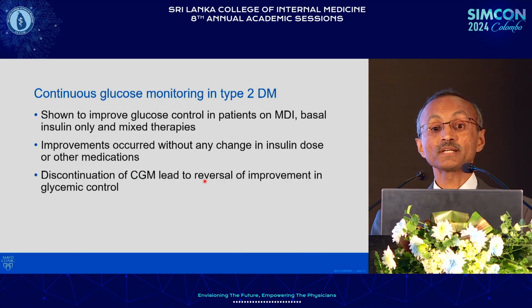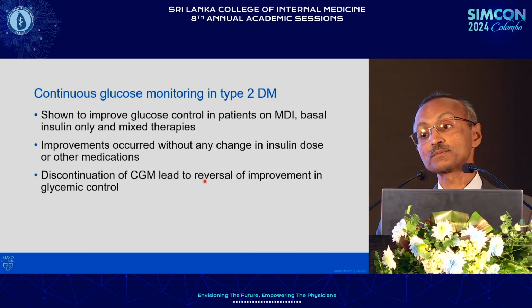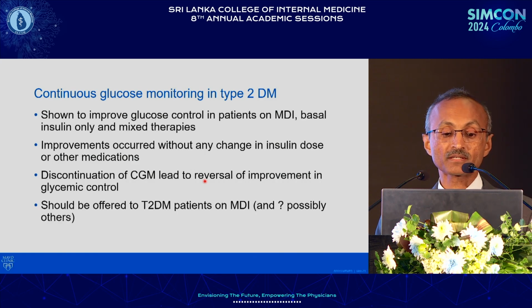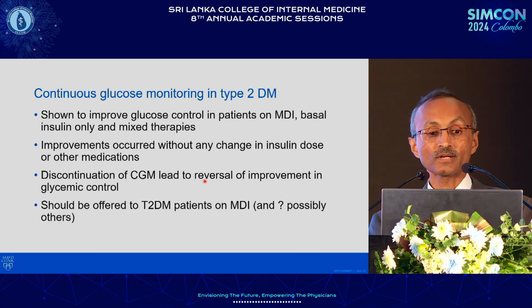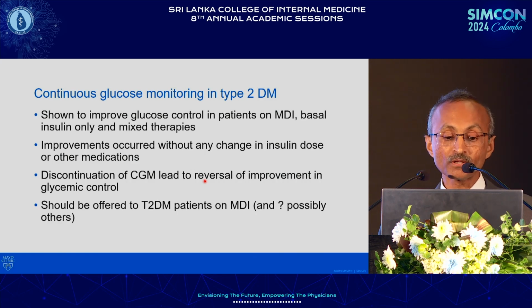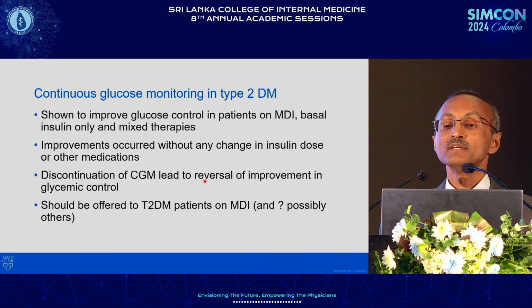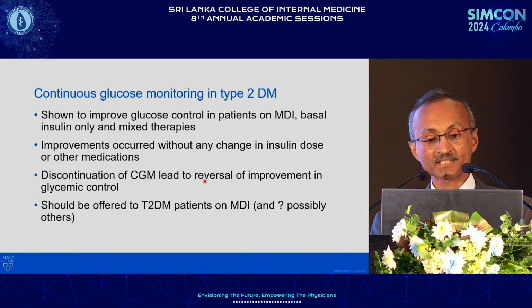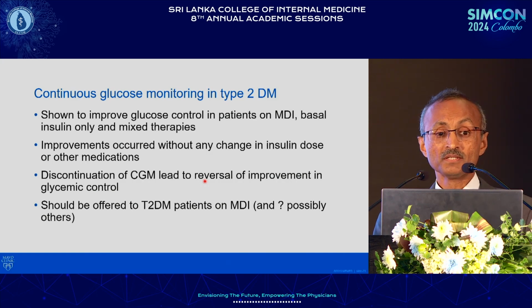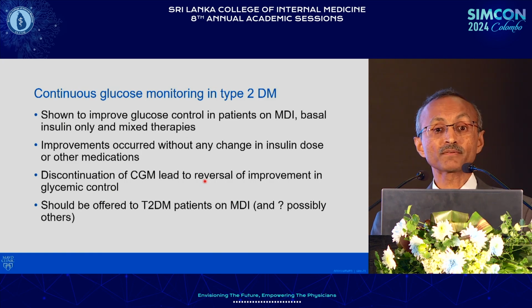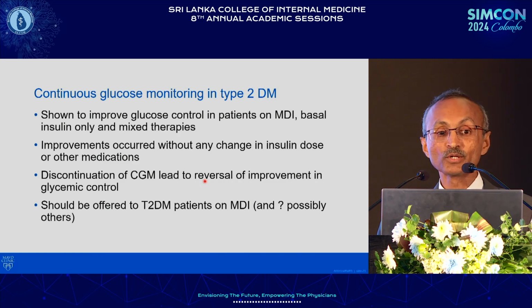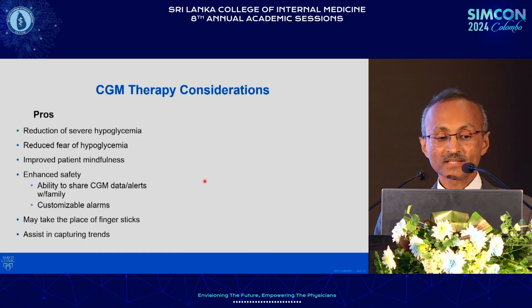And they've also shown that if you discontinue the CGM, then it leads to reversal of this improvement in glycemic control. So I think it should be offered not just to people with type 1 diabetes, but also to people with type 2 diabetes, certainly those who are on multiple daily injections, and maybe even others. There are some people who have pre-diabetes where we have given them a CGM, and suddenly they eat better, they exercise better, and their sugars are better. As I told you, it's very hard to drive blind, and knowing what your sugars are all the time seems to help. So these are the pros.